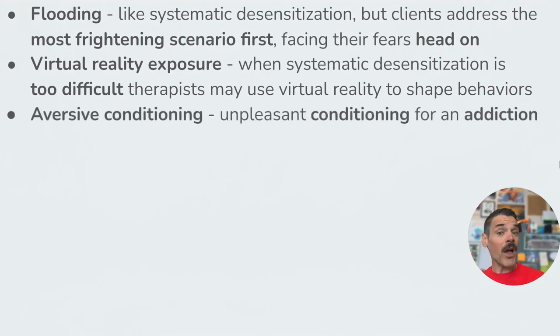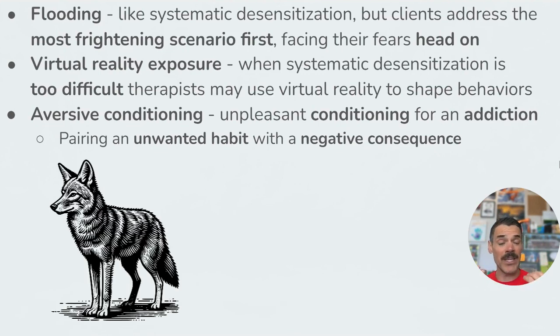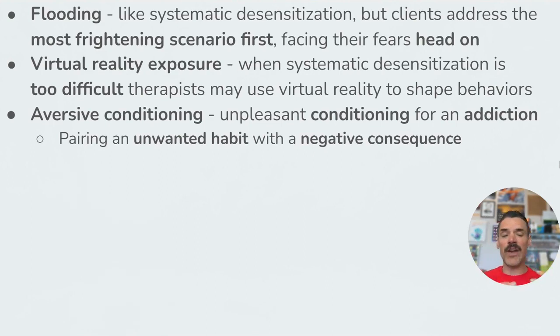Aversive conditioning, unpleasant conditioning for an addiction. So stopping a behavior through this conditioning. So you pair an unwanted habit with a negative consequence. We talked about this before. Sheep farmers actually use this with coyotes, and they would put on their sheep a poison that wouldn't kill the coyotes, but it would make them super sick. So if a coyote attacked and killed a sheep, they would get violently ill, and then they wouldn't attack other sheep because they were aversively conditioned not to attack those sheep.